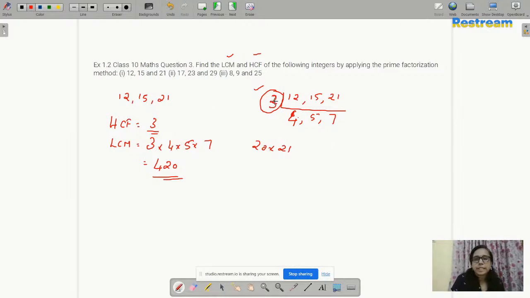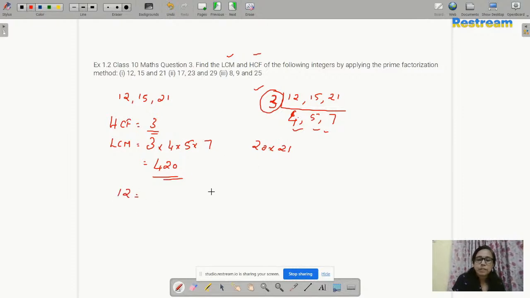The HCF will be the common factor. 3 is common for all the numbers 12, 15 and 21. And the numbers which are not common are 4, 5 and 7. So 3 into 4 into 5 into 7. Okay, this way we have to multiply. Otherwise you can do it this way also, children.